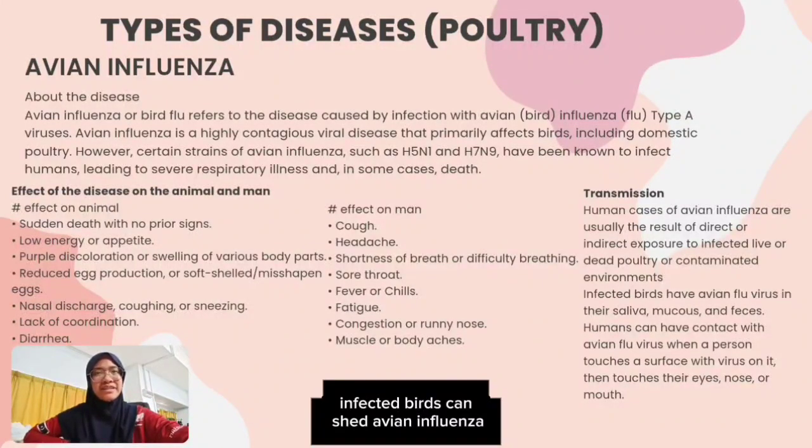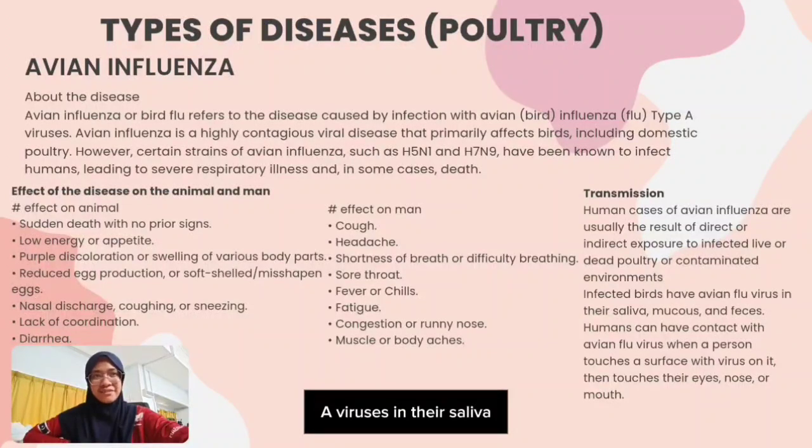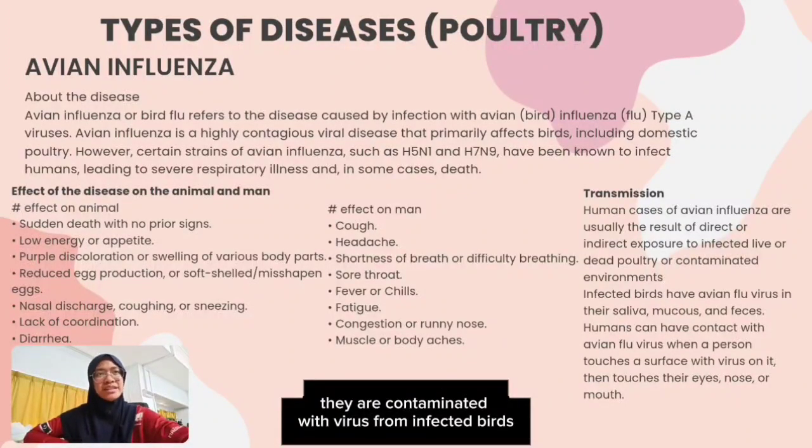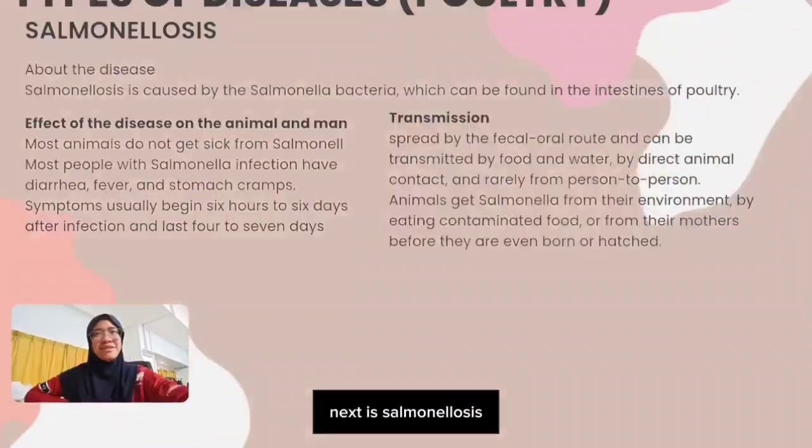Infected birds can shed avian influenza A viruses in their saliva, nasal secretions, and feces. Susceptible birds become infected when they have contact with the virus as it is shed by infected birds. They can also become infected through contact with surfaces that are contaminated with virus from infected birds. Next is salmonellosis.